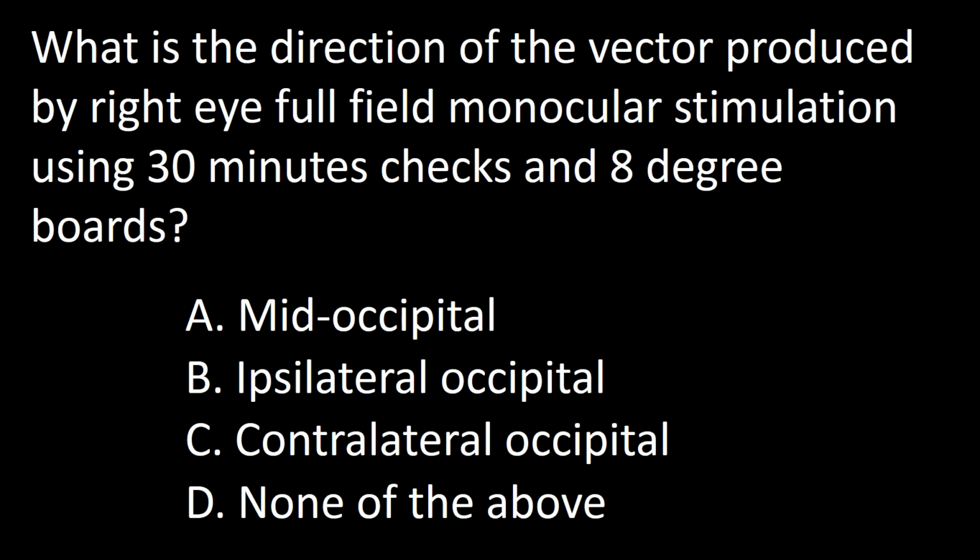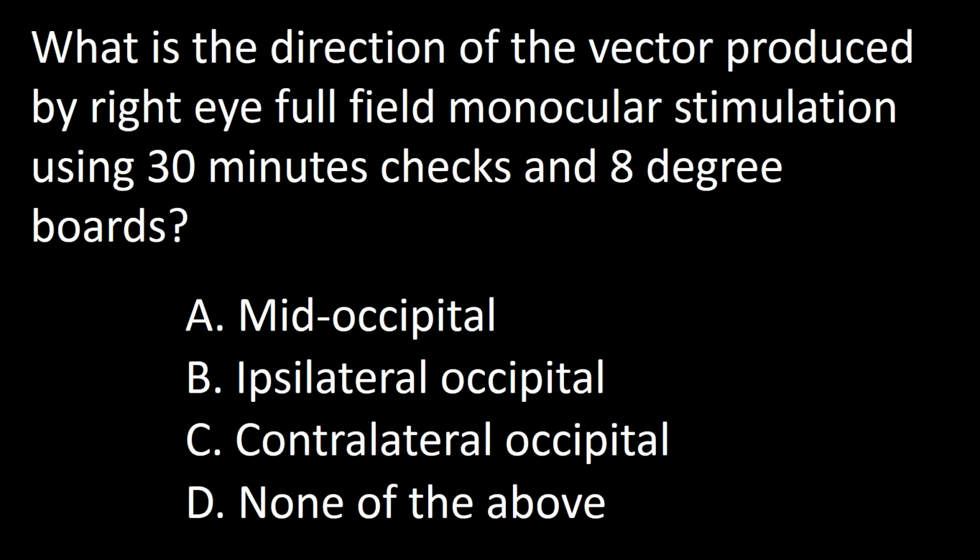Next question. What is the direction of the vector produced by right eye full field monocular stimulation using 30-minute checks and 8-degree boards? A. Mid-occipital. B. Ipsilateral occipital. C. Contralateral occipital. D. None of the above. The size of the checks and the size of the board used for stimulation contributes to the region of the retina preferentially stimulated. Using a checkerboard of 8 degrees with 30-minute checks, the vector points to the mid-occipital region by the mechanism described while answering the previous question. So the answer to this question is A.